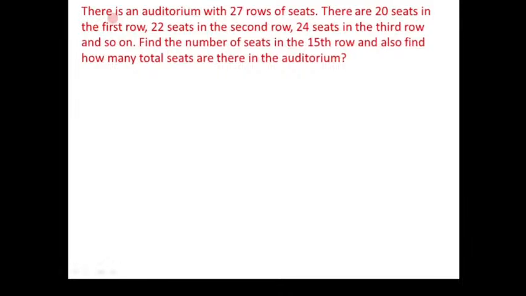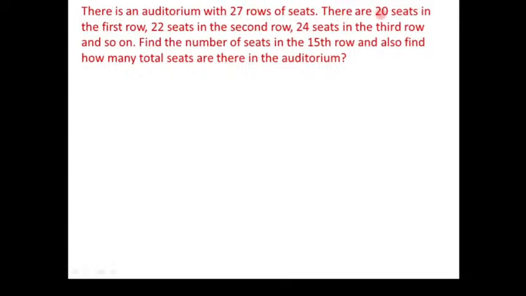Question is, there is an auditorium with 27 rows of seats. There are 20 seats in the first row, 22 seats in the second row, 24 seats in the third row, and so on. Find the number of seats in the 15th row and also find how many total seats are there in the auditorium. In this question, one auditorium is given which has 27 rows of seats.